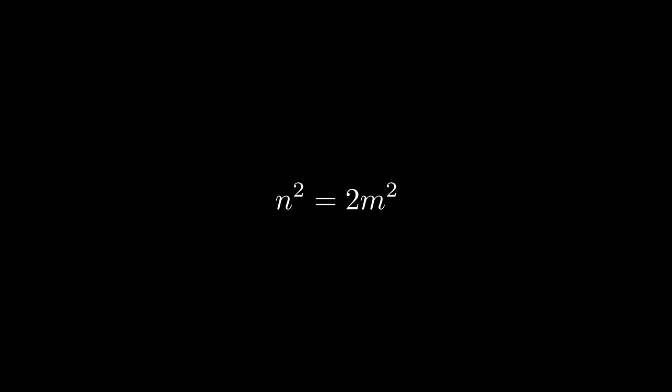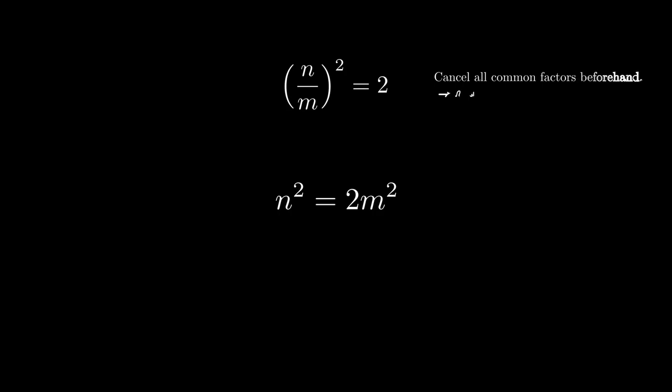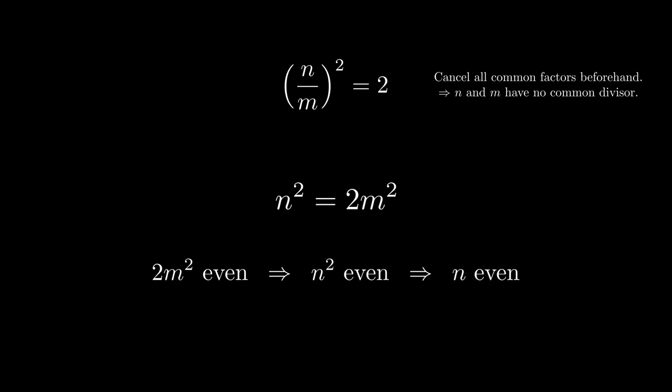It is a proof by contradiction whereby one begins by assuming that the sought integers exist and arrives at an absurd conclusion. Let n and m be integers that satisfy this equation. By rearranging the equation, we can see that if n and m have any common factors, then we can cancel them out and the equation continues to be satisfied by the remaining factors of n and m. So, let us decide that all such cancellations have been performed beforehand, so that n and m have no common divisor. Now, since the right-hand side of this equation, 2 times m squared, is an even integer because of the factor 2, the left-hand side, n squared, is also even, and this can only be true if n is even, since the squares of odd integers are odd.